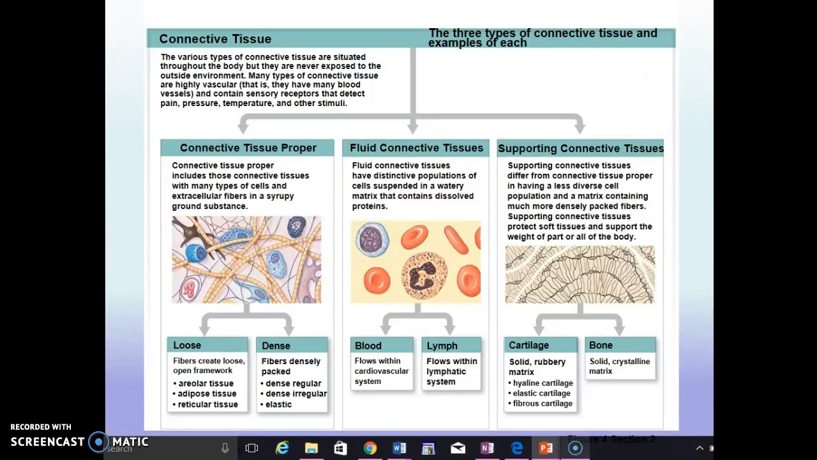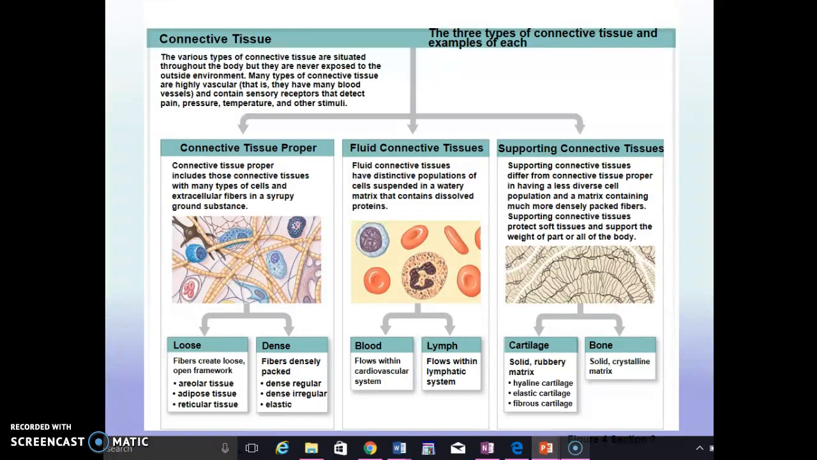You might want to pause at this slide to look at it in detail, but we'll see that there are 3 types of connective tissue. You need to know the 3 types and examples of each type. Connective tissue proper consists of loose and dense connective tissue. It's very common. Loose areolar is the most common connective tissue in the body. Adipose is fat tissue. Reticular tissue is packaging.